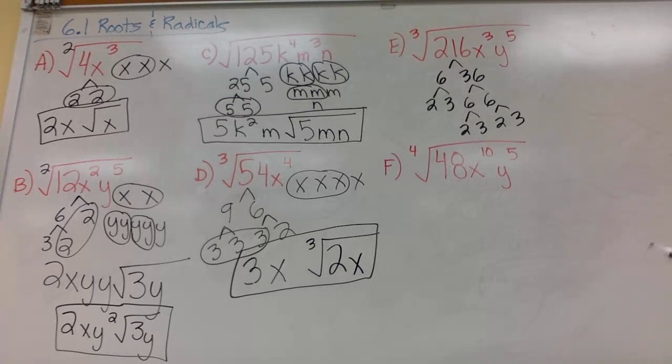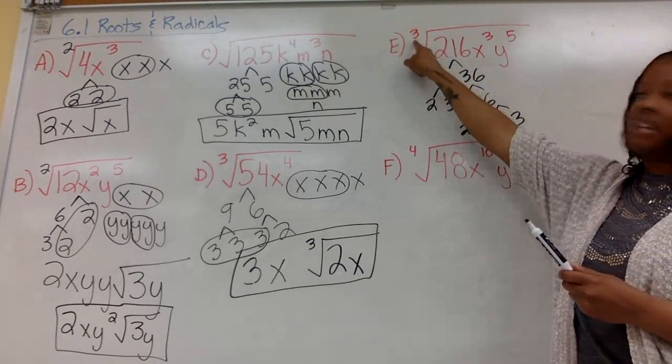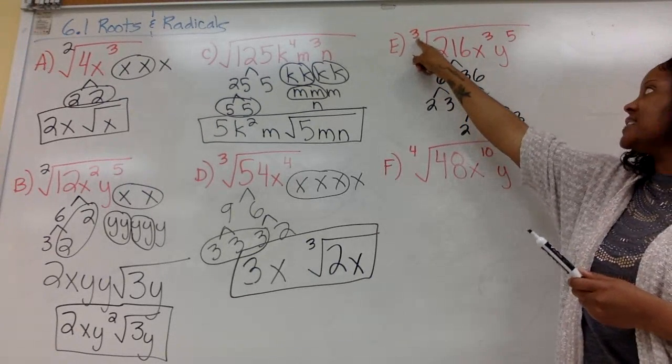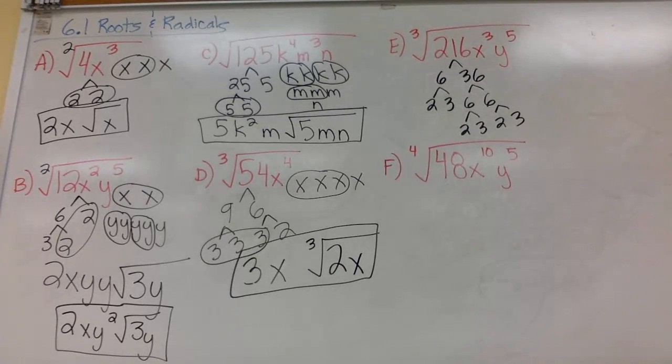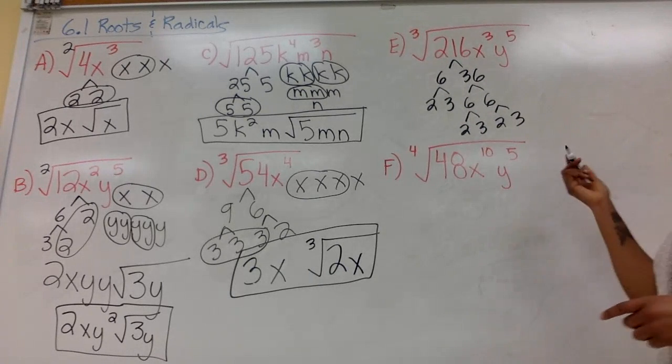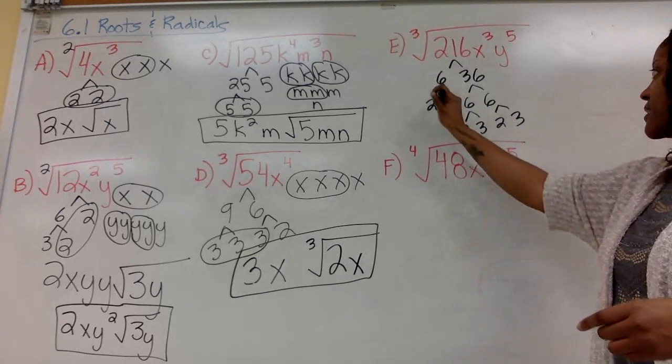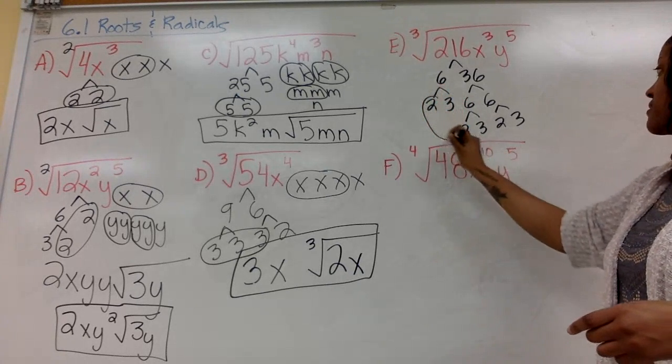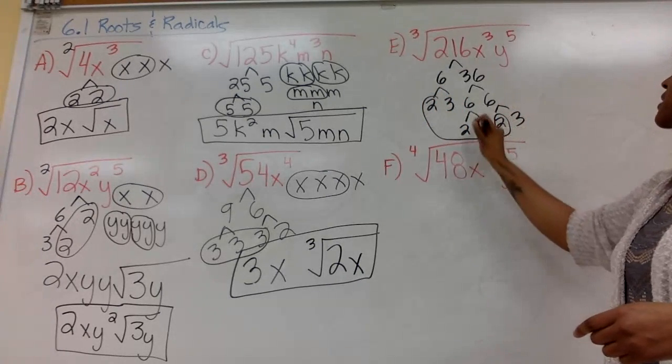I'm looking for pairs. No, I'm not. My index is 3, so I'm looking for 3 of the same numbers. Make sure we double check our index there. I'm looking for 3 of the same numbers or variables. So let's check it out. I got some 2's that go together, so I'm going to try to circle those to the best of my ability.